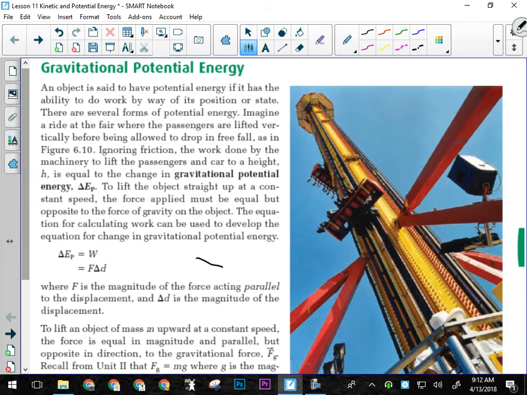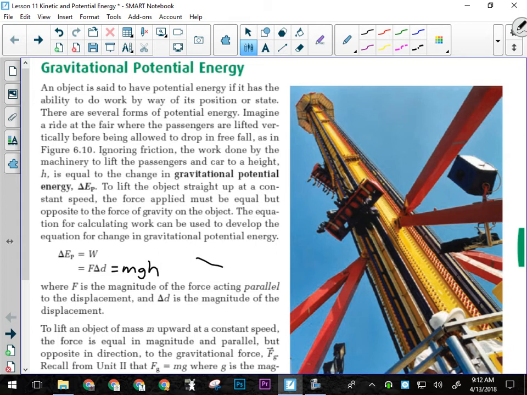And we talked about this the other day, that work is equal to the change in potential energy, and that's force times distance. For gravitational potential energy, the force we work against is gravity, which we calculate by multiplying m times g, and the distance over which that force acts is height. Height is a vertical distance. All right, so that's where that formula comes from.